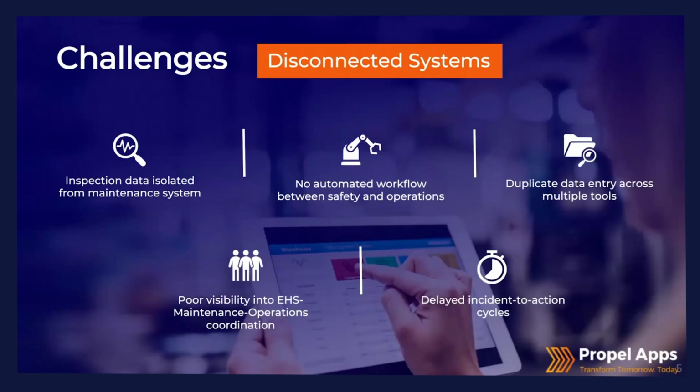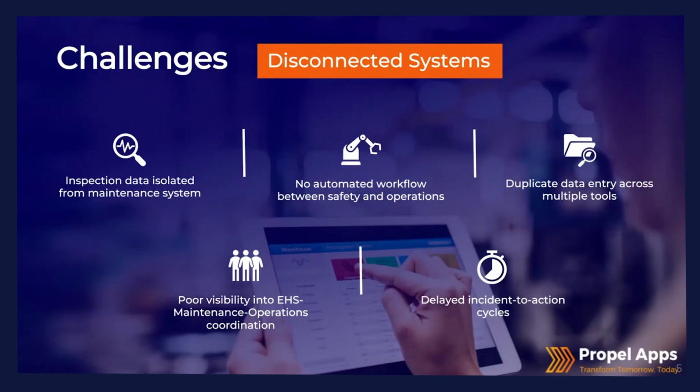The second challenge is disconnected systems. Even when organizations have modern enterprise resource planning software or enterprise asset management platforms, inspection data is often isolated from the maintenance system, and safety workflows often live in separate tools. Most of the time it has been observed that ERP is different, maintenance execution is different, and safety-related entries, checklists, and incident management are in three different systems. This creates duplicate data entry, delayed incident-to-action cycles, and poor visibility across EHS, maintenance, and operations.